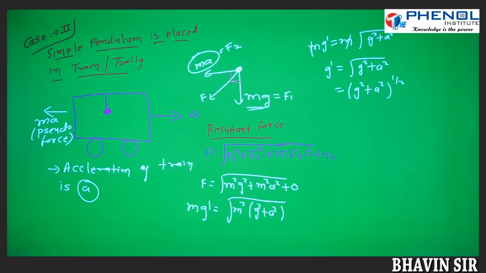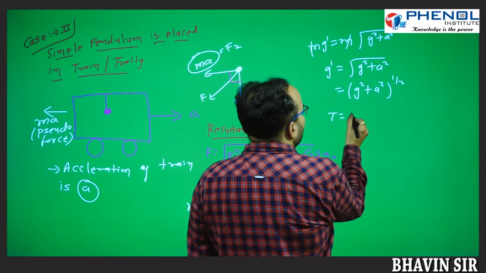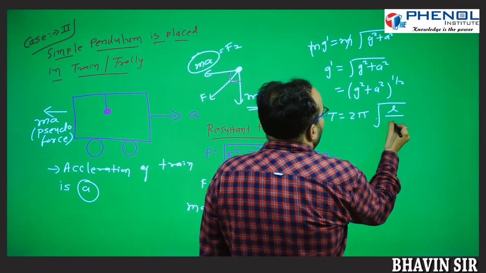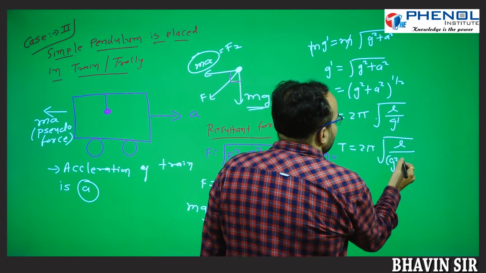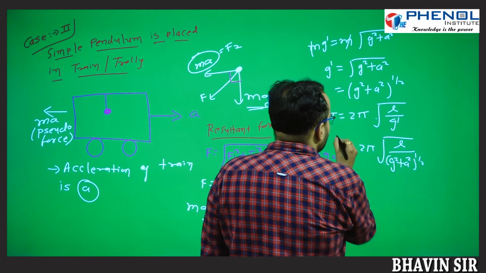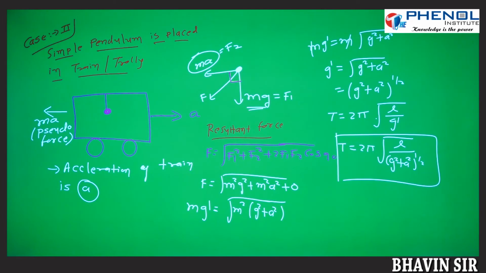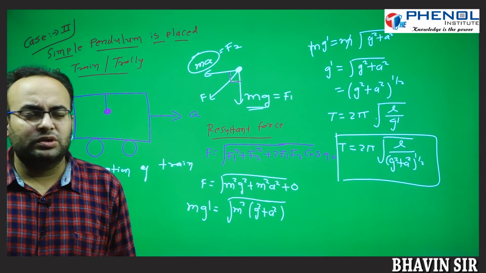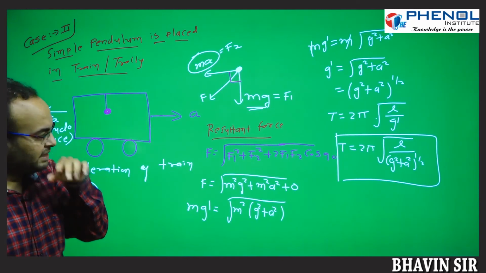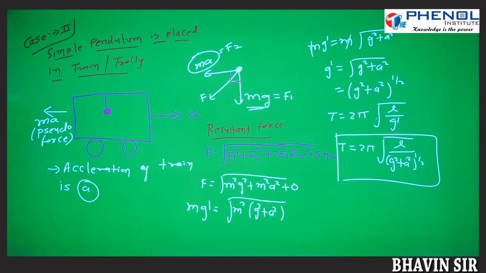Chalo. So what is the time period, students? 2 pi under root L by g dash. And what is g dash? g square plus a square raised to half. So students, this is our time period, the time period of a simple pendulum in a train or trolley. Okay, clear? So you can remember the formula: T is equal to 2 pi under root L by g square plus a square raised to half. Chalo.